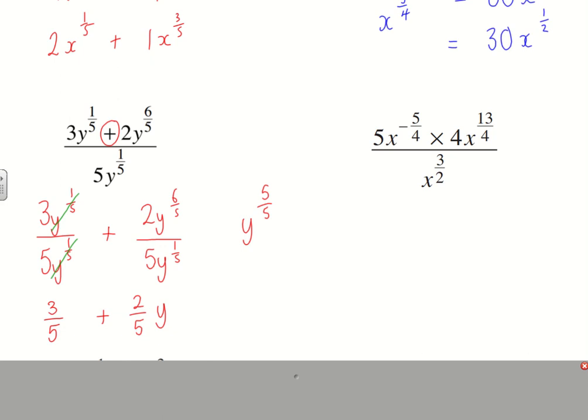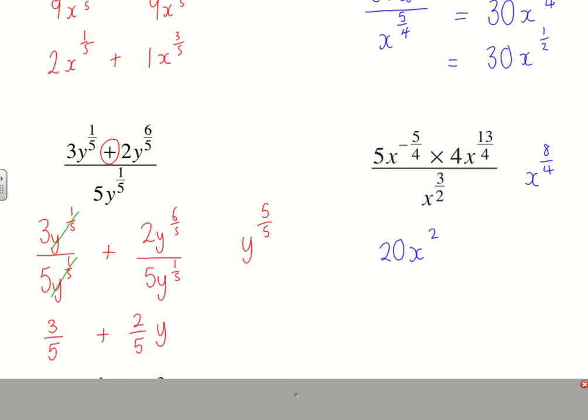Multiplication. So for multiplication, tidy up your top using your multiplication rules. So that's going to be 20x minus 5 quarters add 13 quarters is 8 quarters. So x to the 8 quarters, 8 quarters though is 2. All right. Like we had earlier on with our fifths, was it? What did we do up here? We had something where it cancelled out earlier on, didn't we?